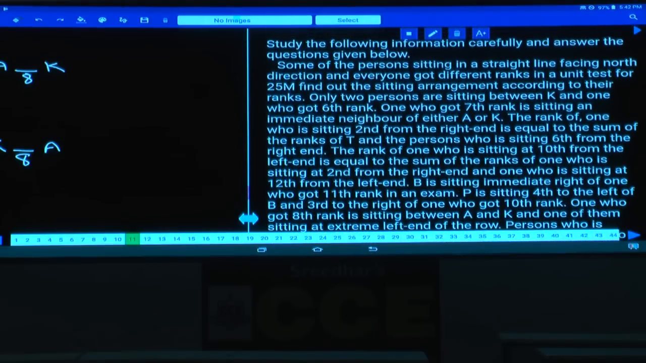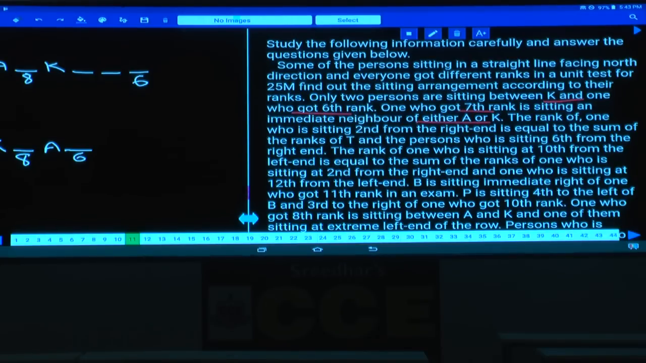Now between K and the 6th ranker we have 2 persons. We are coming back to the first statement. Between K and the one who got 6th rank, there must be exactly 2 people: 1, 2, and this person is the 6th ranker. Similarly here also 1, 2, and this person is the 6th ranker. Between K and the 6th ranker there must be exactly 2 persons. In both the cases we have taken this. And the one who got 7th rank is the immediate neighbor of either A or K.